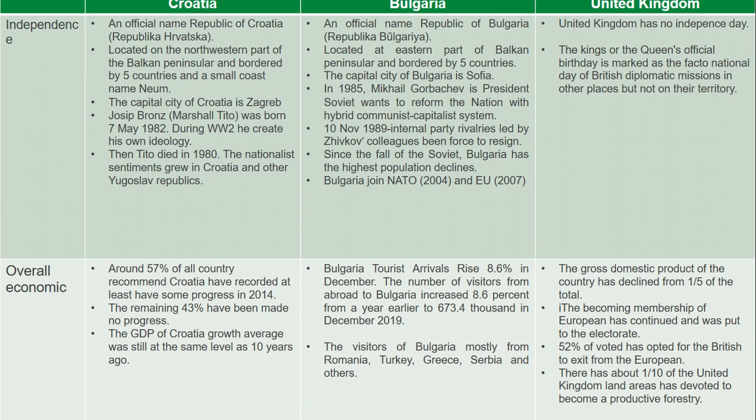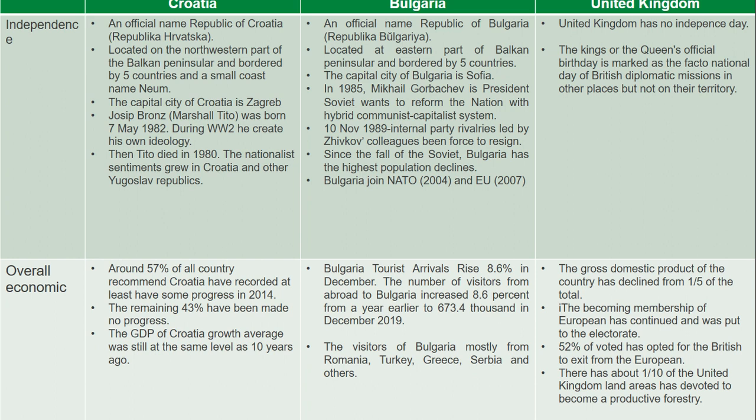Next, Bulgaria, whose official name is Republic of Bulgaria. Bulgaria is located in the eastern part of the Balkan Peninsula and bordered by 5 countries, which are Serbia, Romania, Macedonia, Greece, Turkey, and the Black Sea. The capital city of Bulgaria is Sofia, which is divided into more than 28 provinces. In 1985, Mikhail Gorbachev was president. The Soviets wanted to reform the nation with a communist capitalism system. Then, on 10 November 1989, the internal party led by Zhivkov's colleagues forced him to resign.